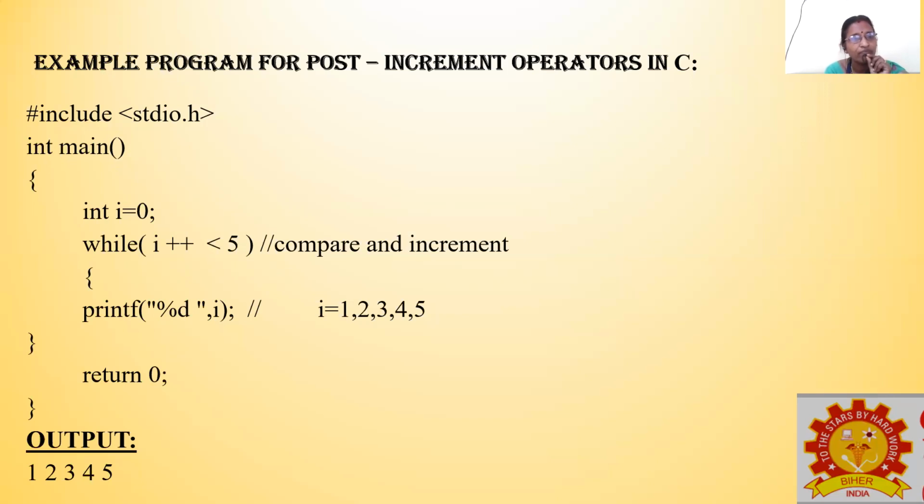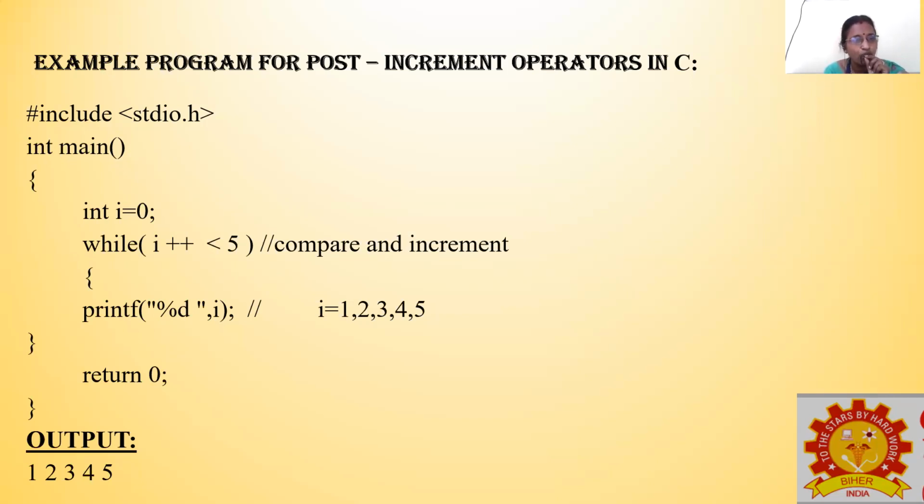So I will now become 1. Next, go to print the I value. Then go to the while loop. So the old value of I is 1. Now I plus plus. Now compare the I value, that is 1, less than 5, then increment the I value. I value will now become 2.